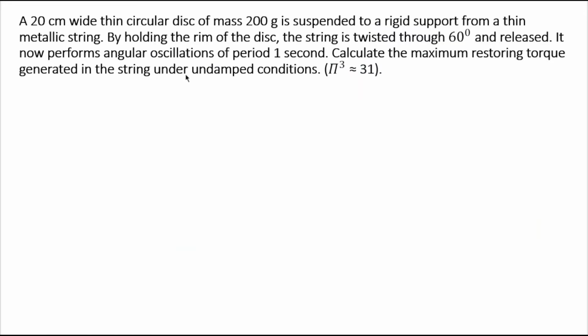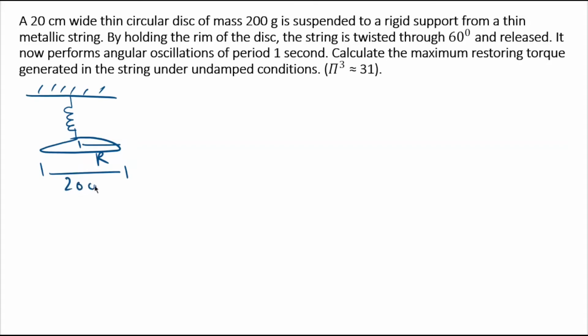A 20 centimeter wide thin circular disc of mass 200 gram is suspended to a rigid support from a thin metallic string. By holding the rim of the disc, the string is twisted through 60 degrees and released. So we have been given that a 200 gram disc is suspended from a rigid support through a metallic string. The width of this disc is 20 centimeter, so the radius will obviously be 10 centimeter.